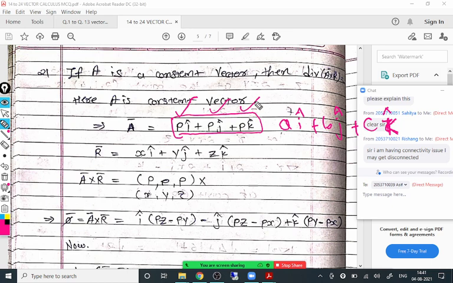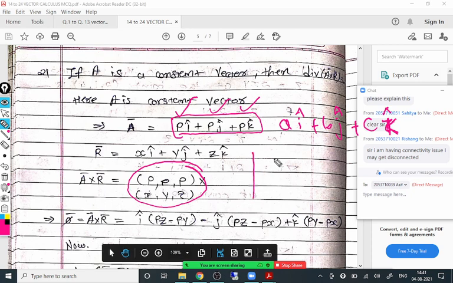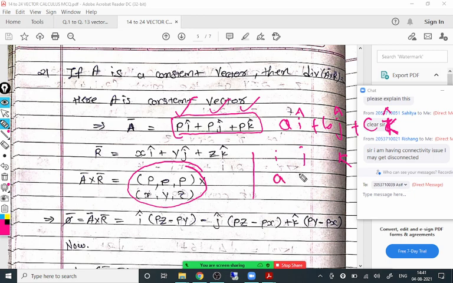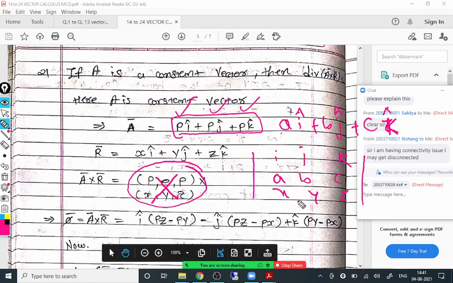Then you have to calculate this cross product of i, j, k; a, b, c; and x, y, z. So this way you have to find it. I hope you are getting what I am saying. So this is not correct actually, because you cannot take P only, you have to expand this. You will get first the A bar cross R bar vector, and then we can take the divergence of that.